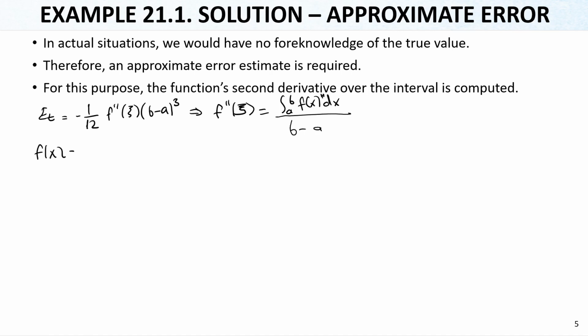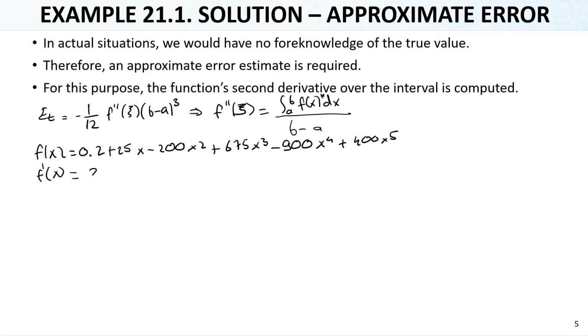So the function was 0.2 plus 25x minus 200x squared plus 675x cubed minus 900x to the fourth plus 400x to the fifth. And if we take the derivative of it, we assume that we can take the derivative: 25 minus 400x plus 3 times 675x squared minus 400 times 4x cubed plus 400 times 5x to the fourth, and we need the second derivative in here.